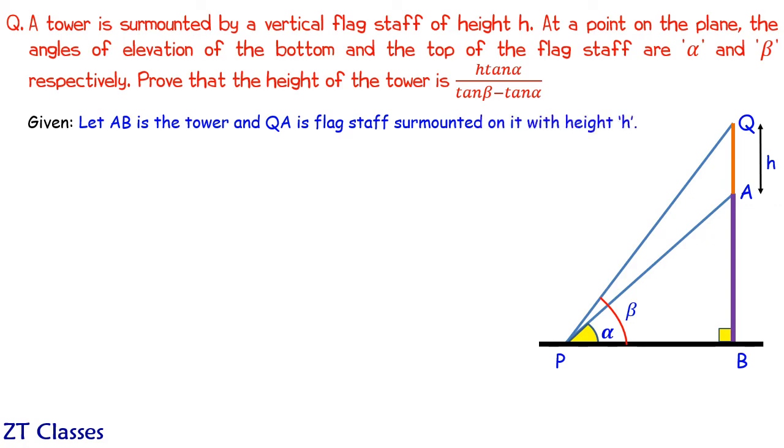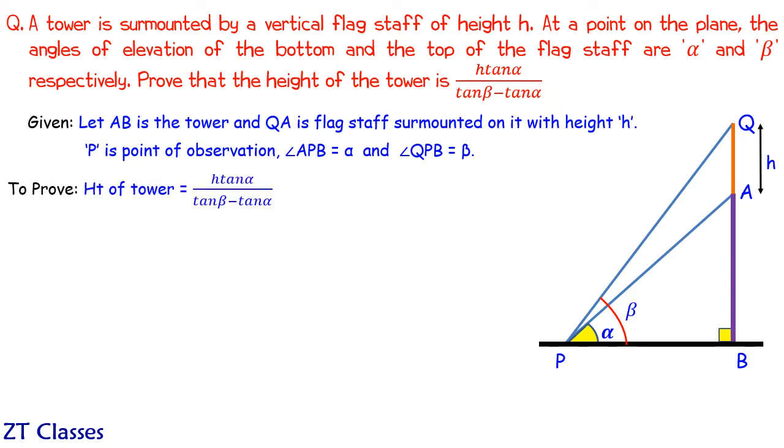So in this we have been given AB is the tower and QA is the flag surmounted on top of it, and P is the point of observation, and angle APB is alpha and angle QPB is beta. You have to prove that height of tower or AB is h times tan alpha upon tan beta minus tan alpha. That's the proof.